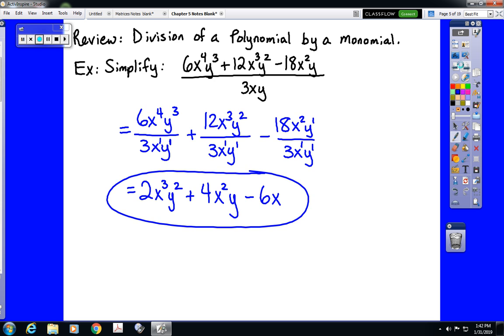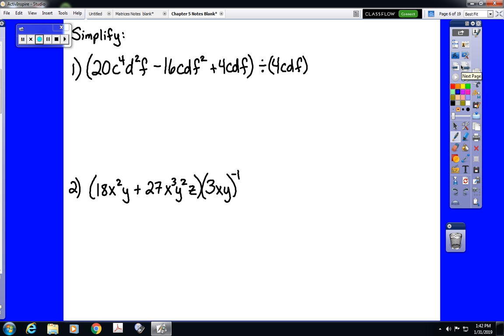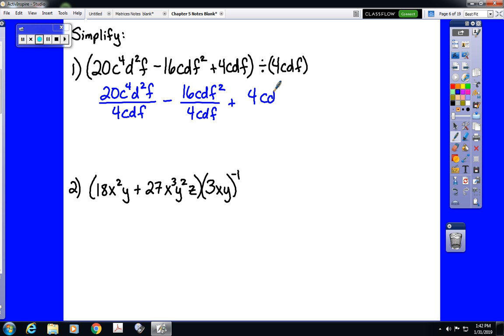Let's look at a couple more examples. Now in the process here, we're going to have a couple of different notations that might come up. So number 1 has the second type of notation where we show the polynomial being divided by the monomial using a division symbol. Doesn't change anything. We still do it exactly the same way. So we rewrite each monomial term over our divisor.